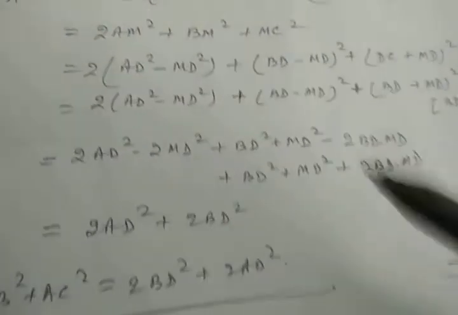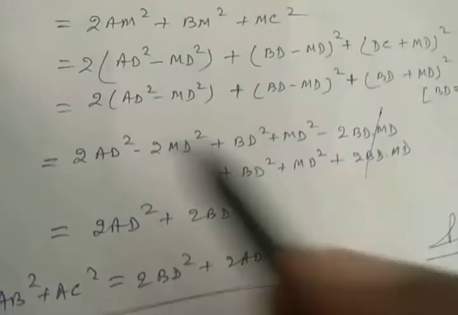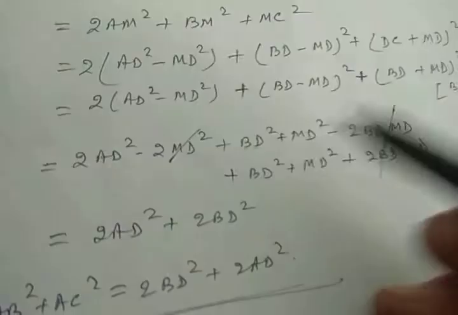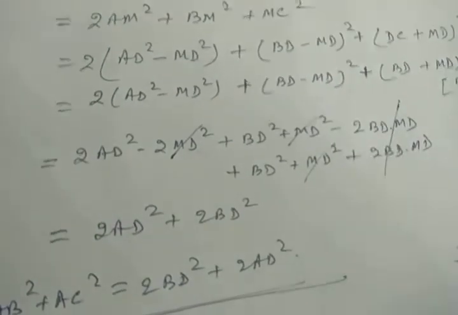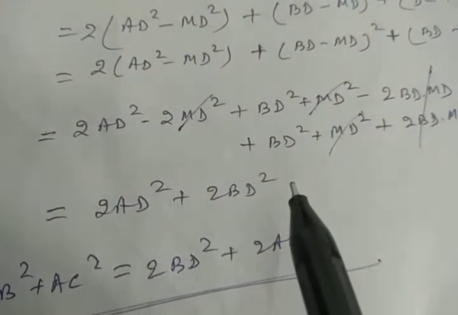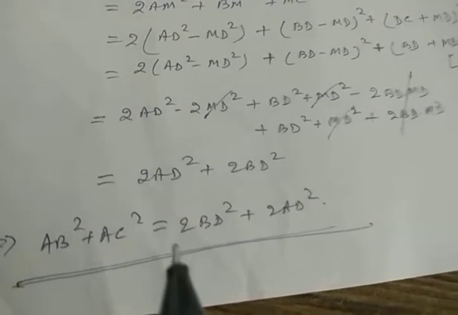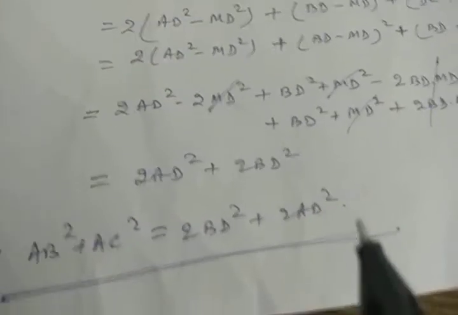Now very easily you can find that these two are cancelled. Okay. These two are cancelled. And also just see, 2MD square, your MD square and MD square, it is cancelled. So finally we have 2AD square plus 2BD square. Hence our result: AB square plus AC square is equal to 2AD square plus 2BD square.